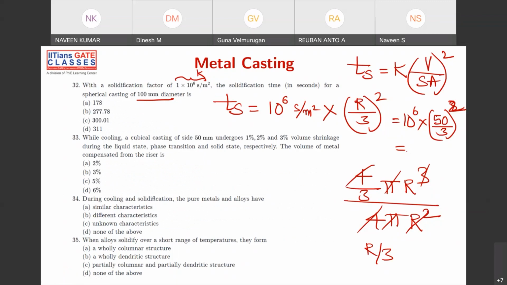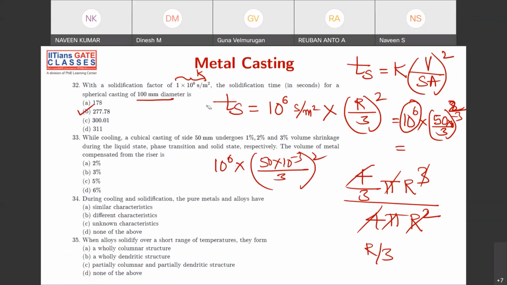Yeah. I think here it is 10 to the power of minus 3. Okay, 10 to the power of minus 3 inside 50, because this is in meter square, and 50 into 10 to the power of minus 3 whole square. This should be like this: 10 to the power of 6 into 50 into 10 to the power of minus 3 by 3 whole square. This should be the answer. Okay, answer is of course 32nd one 277.78 is the answer. So this calculation is this.